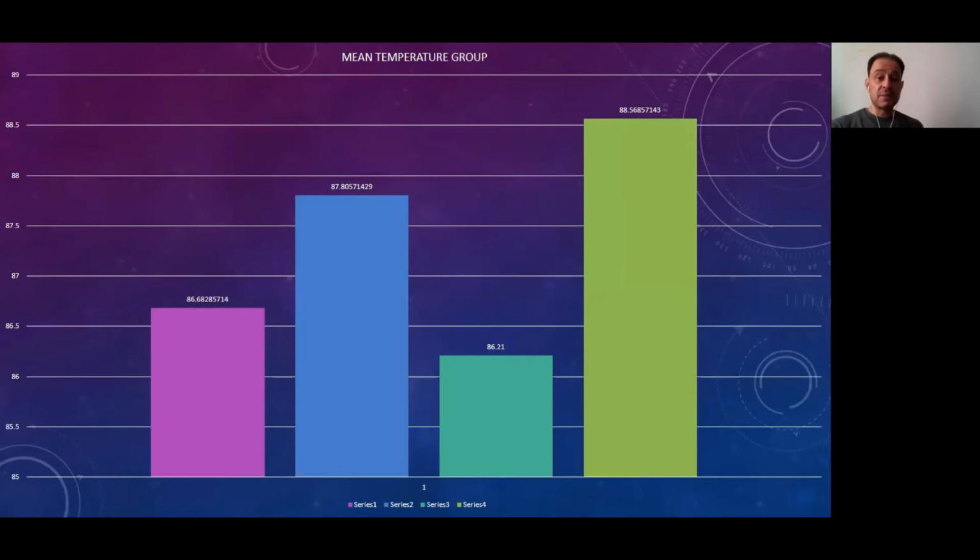This is the temperature. If the temperature goes up, it's better. So again, before the Brainspotting session, the average group temperature was 86 degrees. When they were processing, they went up to 87, back to 81.21 after the session, and 1 week after, at 1 week follow-up, they went up to 88 degrees.